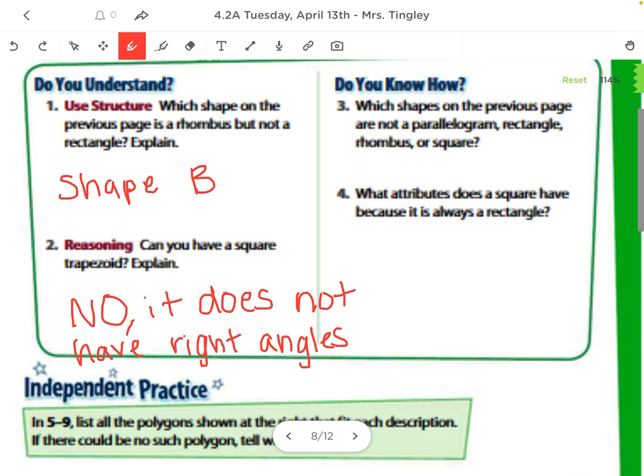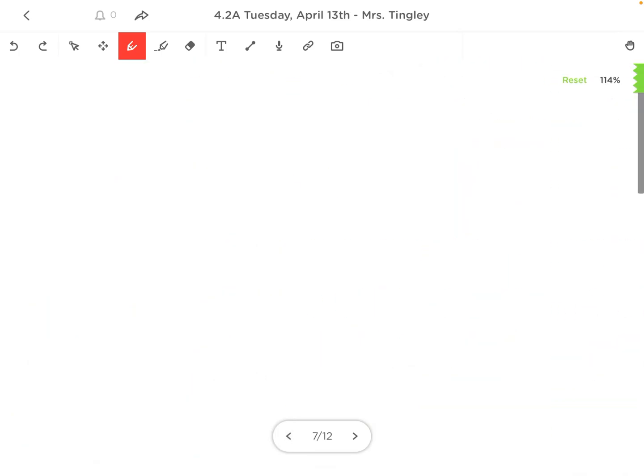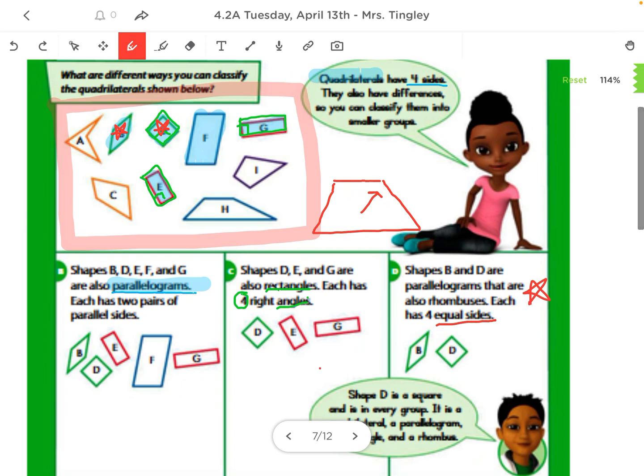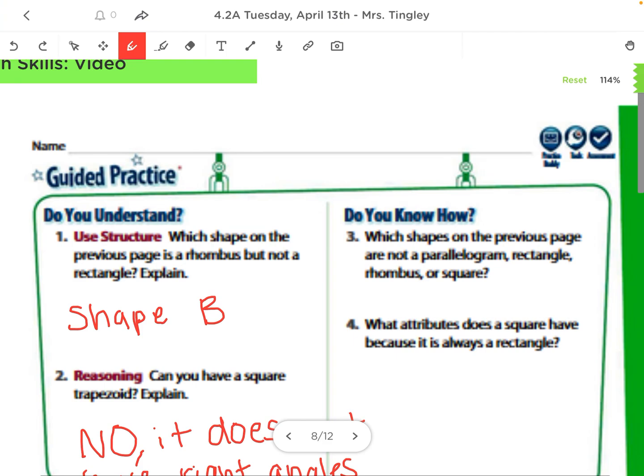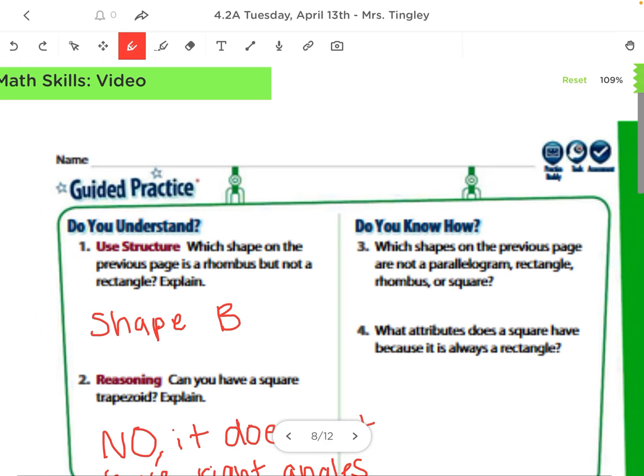Number 3, which shapes on the previous page are not a parallelogram, rectangle, rhombus, or square? So which ones were not highlighted, outlined, or starred? There's a couple of them: A, C, I, and H. Those are all quadrilaterals. They have 4 sides, but they are not a parallelogram, rectangle, rhombus, or square. A, C, I, H.